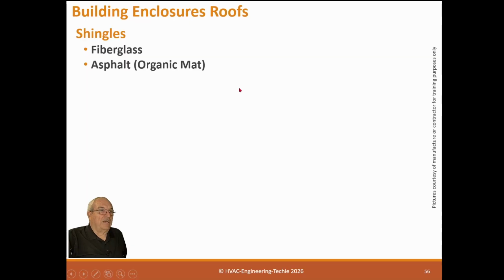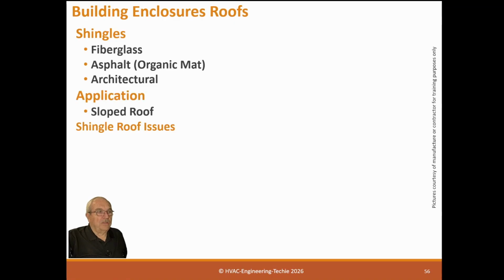They could be fiberglass, asphalt, or Kenny map. They used to be asbestos. We don't get those anymore, of course. There's also an architectural shingle, which is a thick shingle, so it has an architectural shape to the edge of the shingle. Application is sloped roofs only. Shingle roof issues: wind damage is much easier for wind to damage a shingle roof because it lifts the shingle. Hail damage basically will break the shingle.